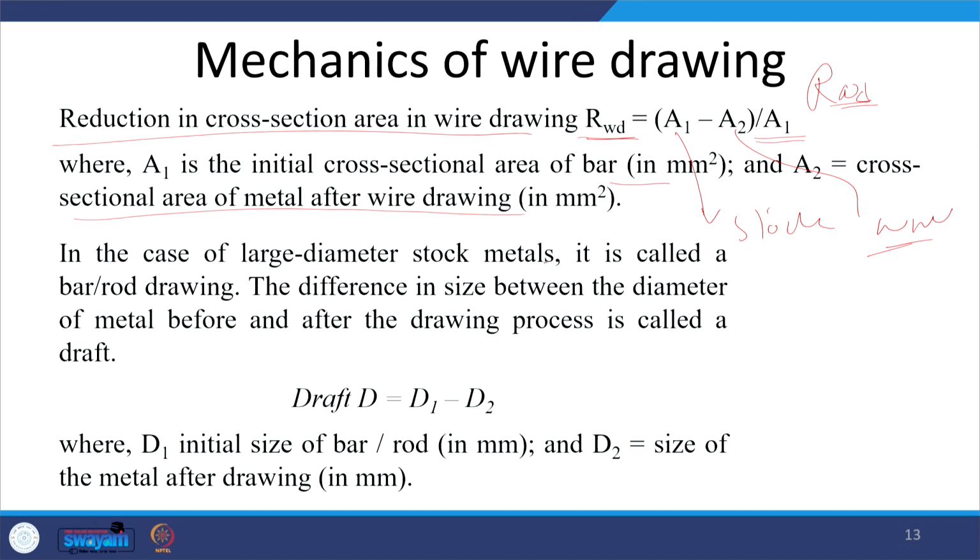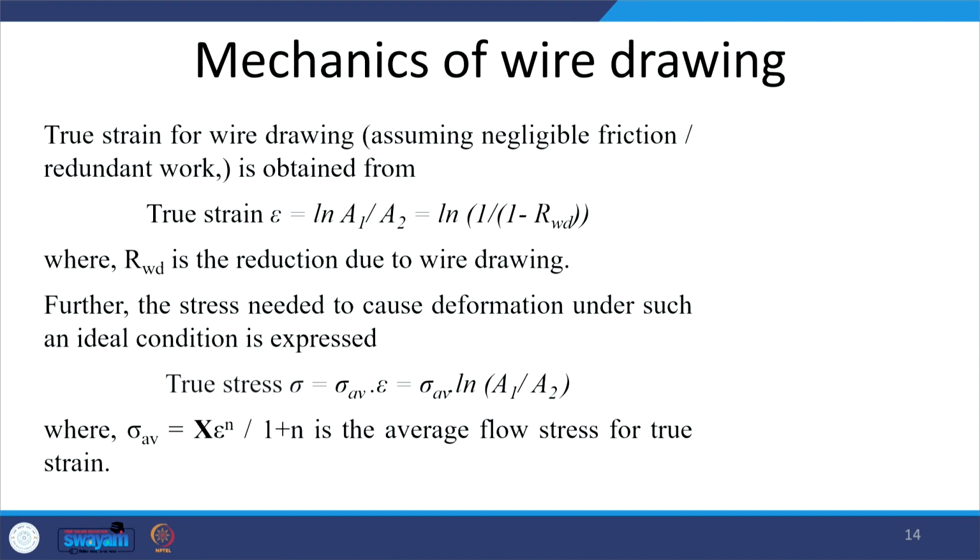In case of large diameter stock metals, it is called bar or rod drawing, and in that case the difference in size between the diameter of the metal before and after the drawing process is called draft. Okay. So, the draft is the difference of D1, that is the initial diameter of the bar, and D2, the final diameter of the bar after the drawing process. So, we use the draft in that case.